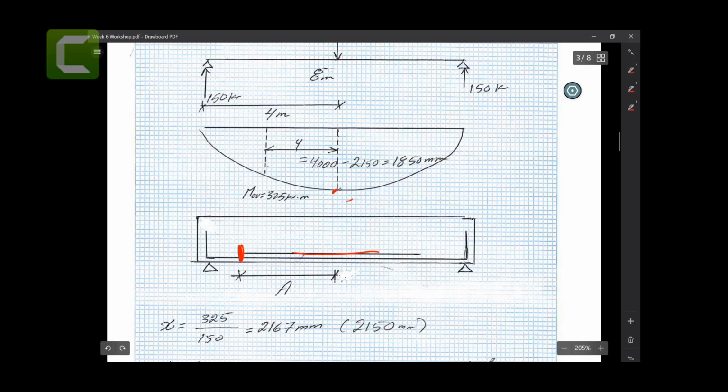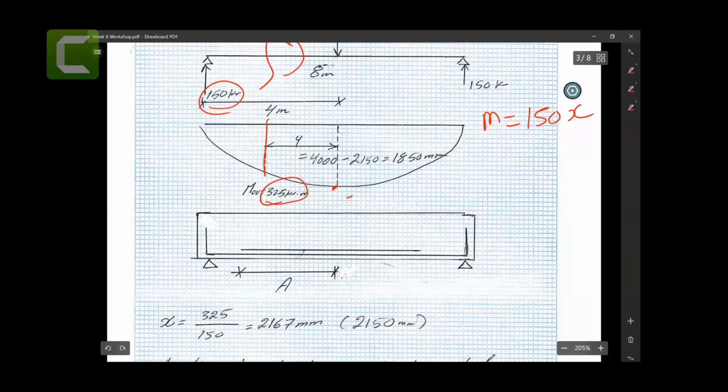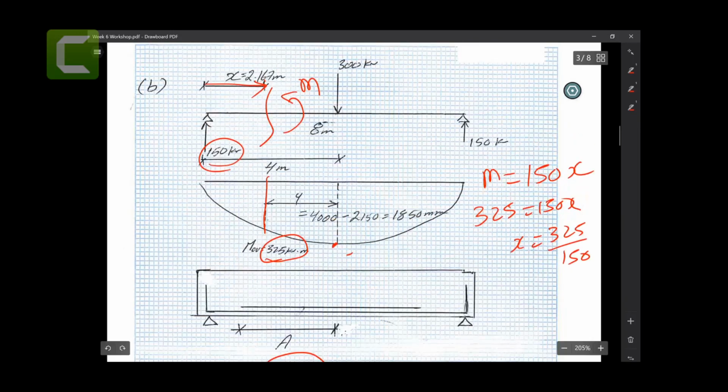If you want to say 325 kilonewton meters, then you can just figure out this distance by taking the bending moment, let's say M here, M equal to this force 150 times X. Let's say this is the X distance. So M 325, that is given in our example, 325 equals 150 X. So X equals 325 over 150, you get 2160. Let's take a round number, 2150. So the distance X is 2150, where your bending moment is going to be 325 kilonewton meters in your beam. That is the X distance.